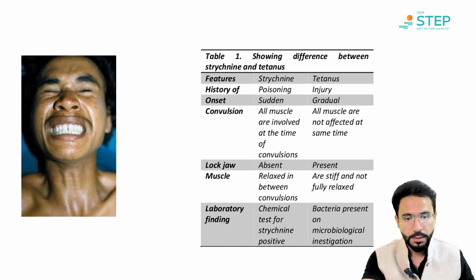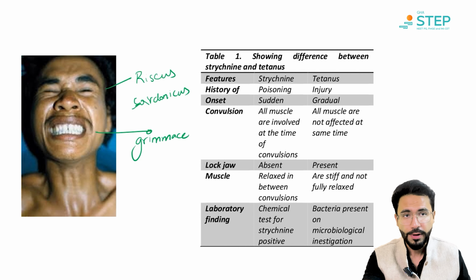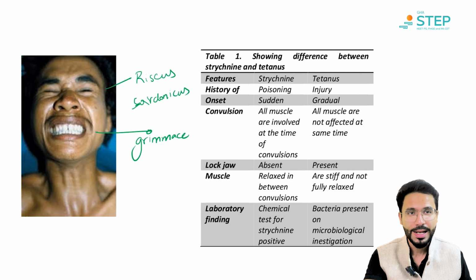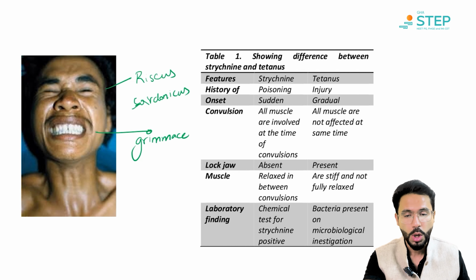Then a very, very, very important finding. This is known as risus sardonicus. This is a grimace present over the face. So the muscles are clenched, the teeth are clenched, the jaw is clenched, and the person might show this finding, also known as risus sardonicus.